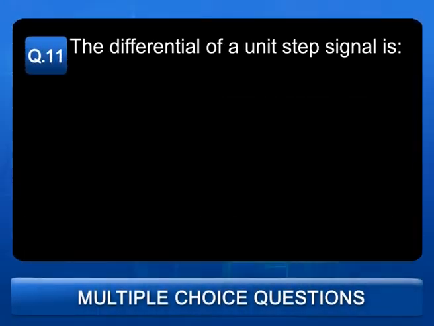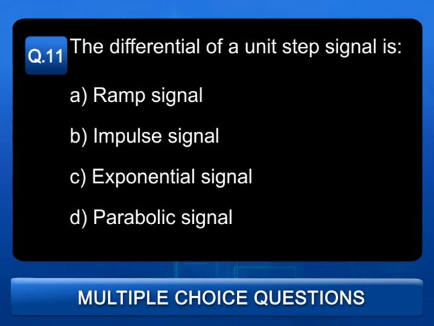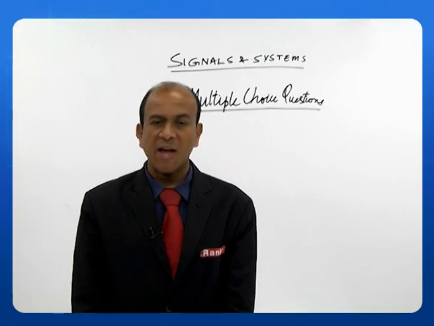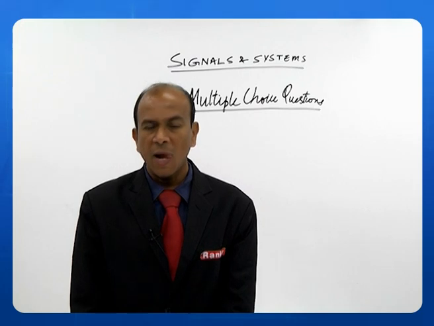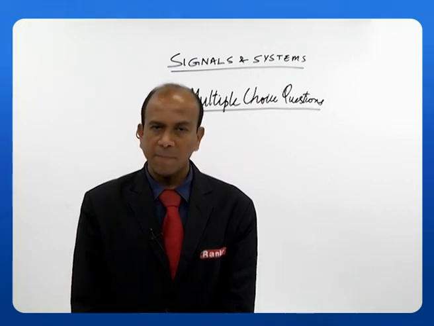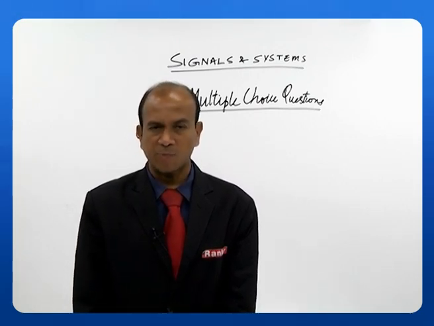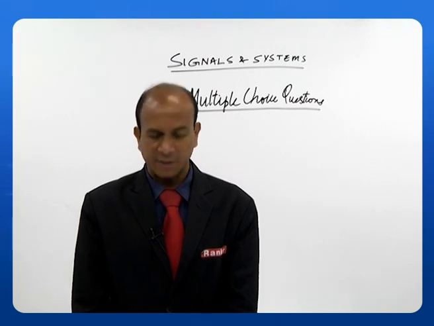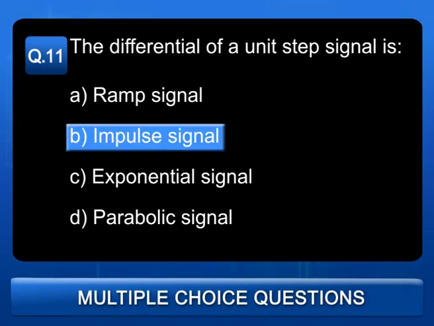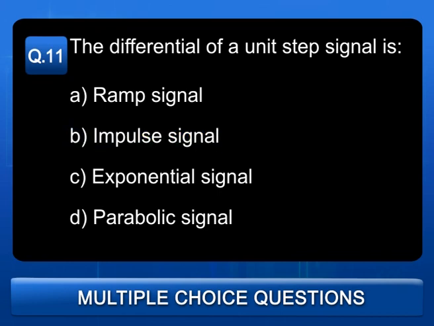11th question. The differential of a unit step signal is A, ramp signal, B, impulse signal, C, exponential signal, D, a parabolic signal. That means if I differentiate a unit step signal, what will I get? Will I get a ramp? Will I get an impulse? Will I get exponential? Or will I get a parabolic signal? And the answer is B. I'll get an impulse signal.